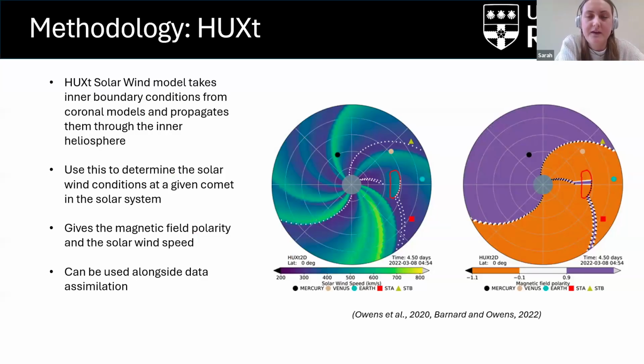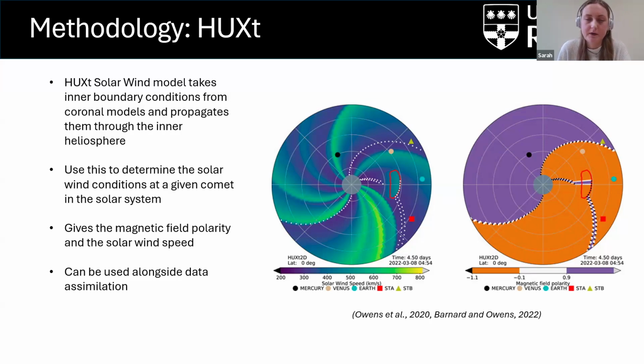So in terms of my PhD, I was using comets to test the HUXt solar wind model. The HUXt solar wind model is a model that was developed here at Reading, and it takes initial boundary conditions at the surface of the sun, which are produced by coronal models, and it propagates these out into the heliosphere. And you can use this to determine the solar wind conditions at a given point in the solar system. It's primarily used at Earth, but you can do it for other bodies in the solar system as well. And it gives an output of magnetic field polarity and also solar wind speed.